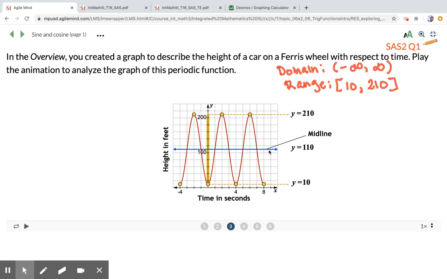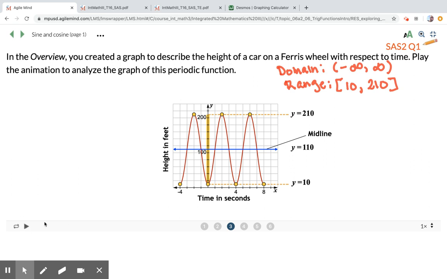So it's literally the middle line between my minimum and my maximum. So just finding the middle. And again, an easy way to do that is just to add these two together and divide by 2. Yay. One other little thing is that last little thing that you're talking about is amplitude.